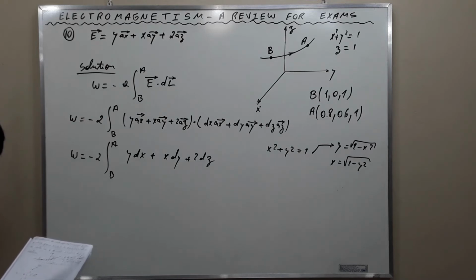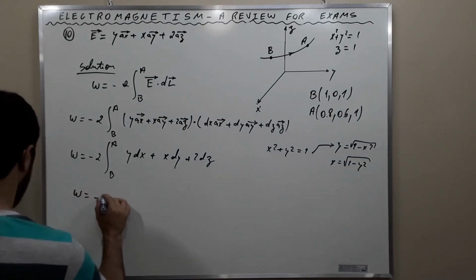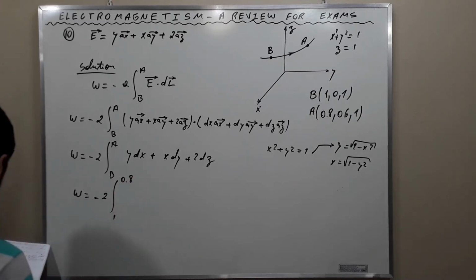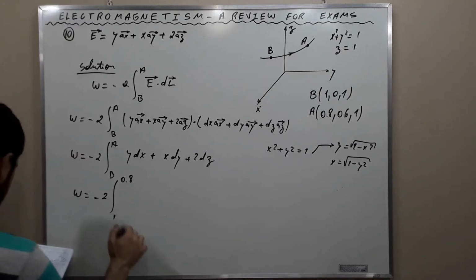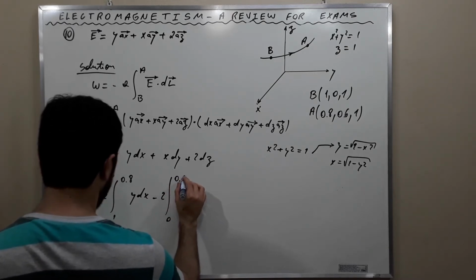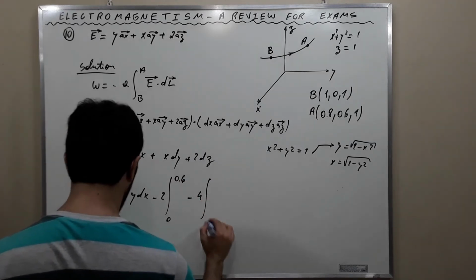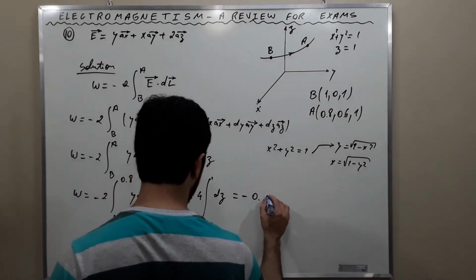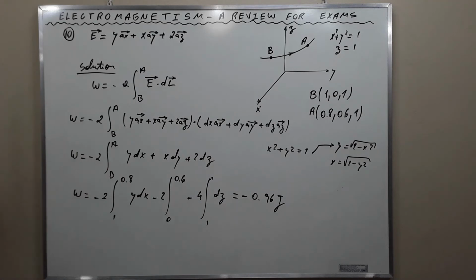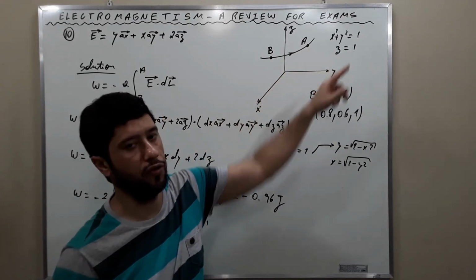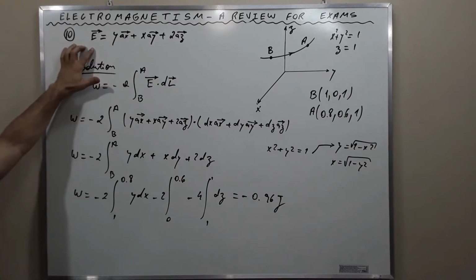And the work is going to be minus 2 times the integral from 1 to 0.8 of y dx, minus 2 times the integral from 0 to 0.6, minus 4 times the integral from 1 to 1 of dz, and this is negative 0.96 joules, and this is the work that needs to be expended to carry 2 coulombs of charge from B to A following this curve in a region where the electric field is this.